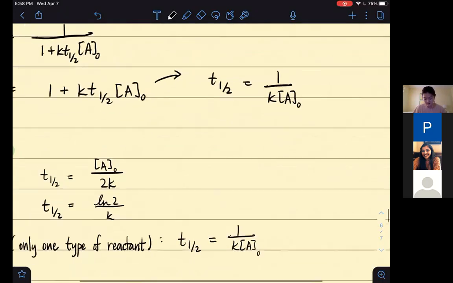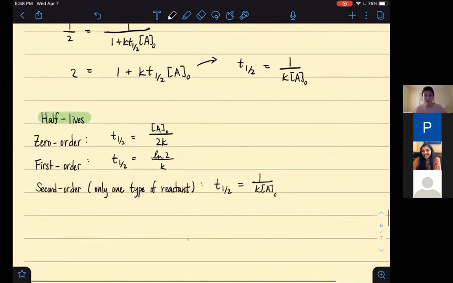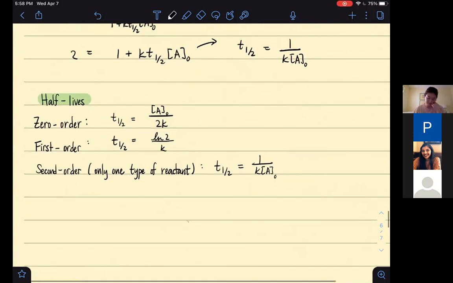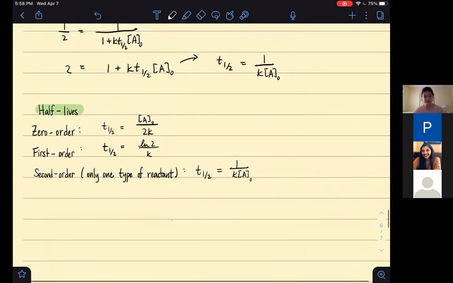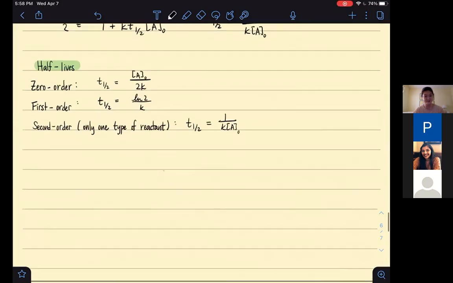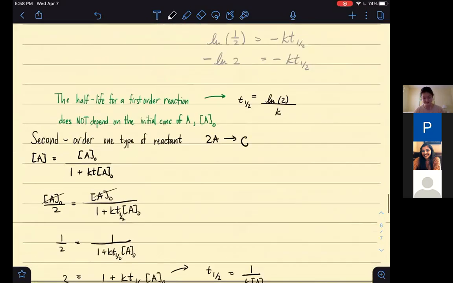concentration. So just to wrap up the half-life discussion, I noticed that for all of the orders except for the first order, they all depend on the initial concentration. Yes, and this is so far all I have.